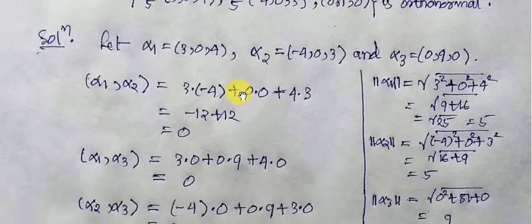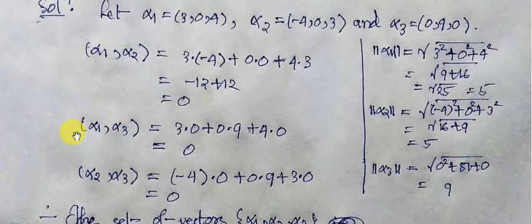And now we are calculating. Here we have calculated first the inner product of alpha 1 and alpha 2 vectors, that means alpha 1 comma alpha 2. This is equal to the first component of alpha 1 being 3 and the first component of alpha 2 being minus 4, so 3 into minus 4, plus the second component of alpha 1, 0, into the second component of alpha 2, 0, that is 0 into 0, plus the third component of alpha 1 being 4 and the third component of alpha 2 being 3, that is plus 4 into 3. And after simplification we have this value equal to 0.